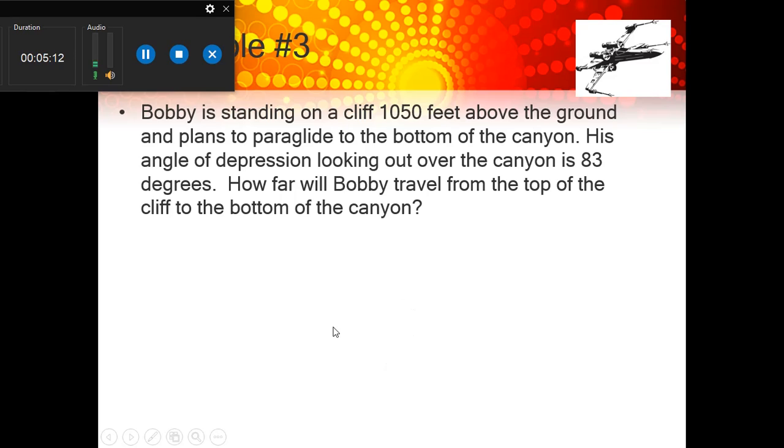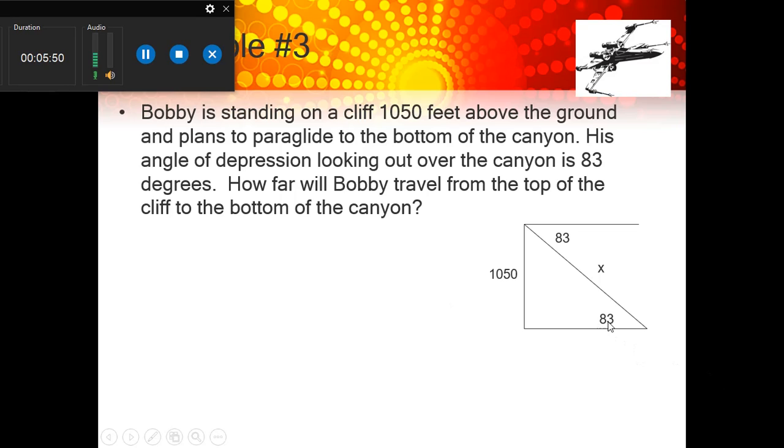In example 3, it says Bobby is standing on a cliff 1,050 feet above the ground and plans to paraglide to the bottom of the canyon. Okay, so let's set up our triangle. He is up here at the top of the cliff, and that's 1,050 feet above the ground. When he paraglides, he's going to go down on an angle. It says the angle of depression looking out over the canyon is 83 degrees. So angle of depression, we're going to switch and make it angle of elevation. How far will he travel from the top of the cliff to the bottom of the canyon? So we're looking for that diagonal distance, x.